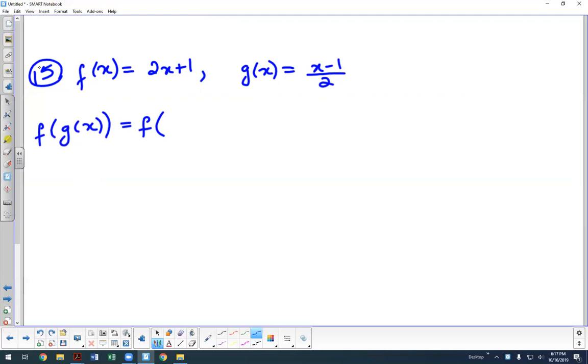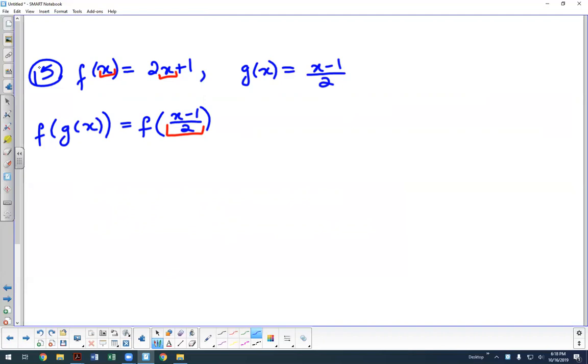So your g is defined as x minus 1 over 2. So remember, in this case, when you are looking at composition, that means this entire value is going to replace the x in the f function.